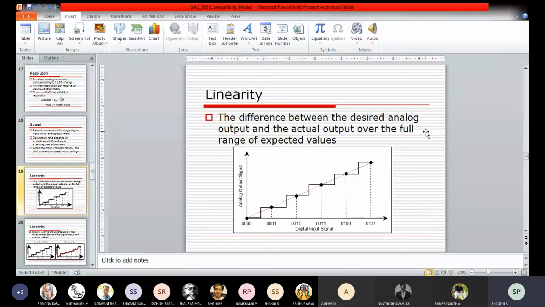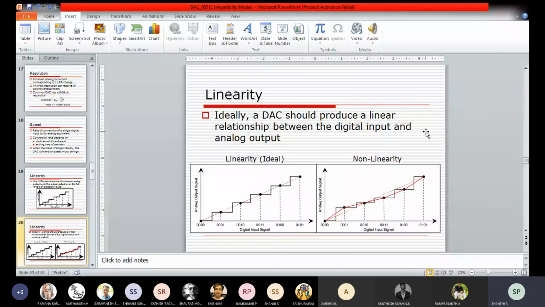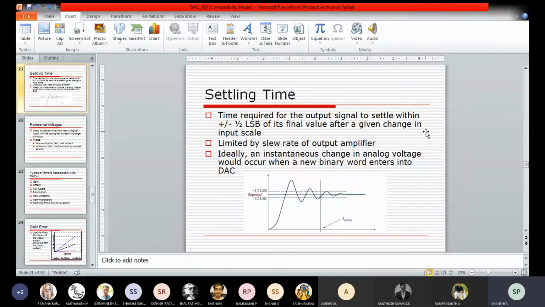Next, linearity. Depending upon which signal is turned on, the signal gets very high and the others are 0. This one is linearity, this one is non-linearity. Linearity means increasing step by step properly, but non-linearity means it varies irregularly. Settling time means that after some oscillations it will settle.